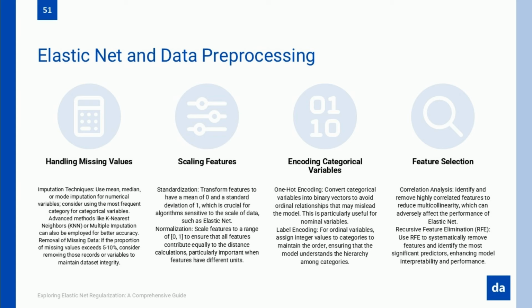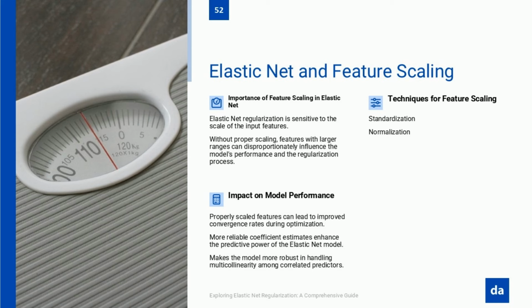Next, we take a deeper look at feature scaling and how it impacts Elastic Net's ability to find meaningful patterns. Feature scaling is one of the most important preprocessing steps for Elastic Net regression. Since Elastic Net applies L1 and L2 penalties to the model's coefficients, the scale of the input features directly affects how much regularization is applied. Without proper scaling, some features could dominate others simply because they have larger numerical values, leading to misleading results and poor model performance. The issue arises when features have vastly different units or magnitudes.